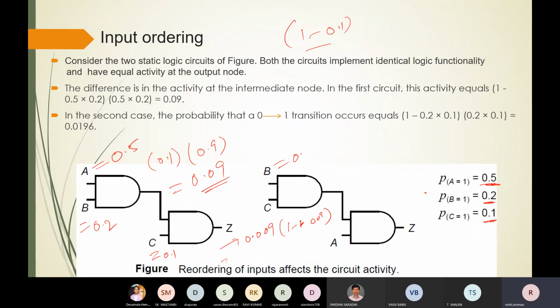Now we'll see this case. PB is equal to 0.2 and PC is equal to 0.1. If we calculate the switching activity at this node, 0.02 and 0.98, and simply 0.016. So what I want to convey from this is that at this end, the switching activity is less.